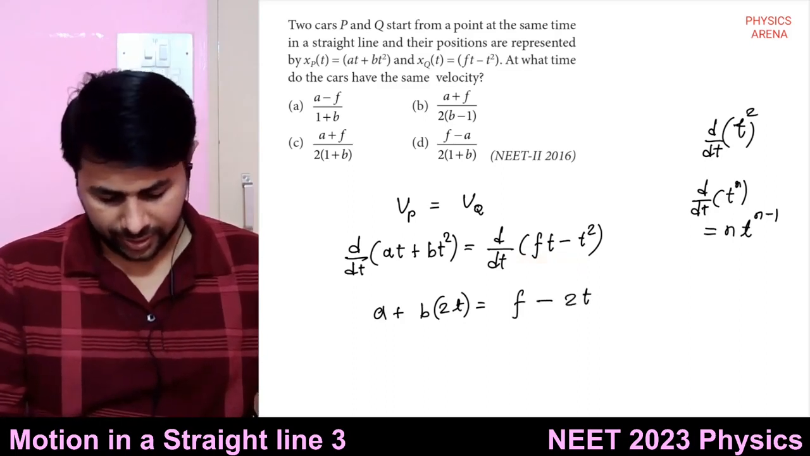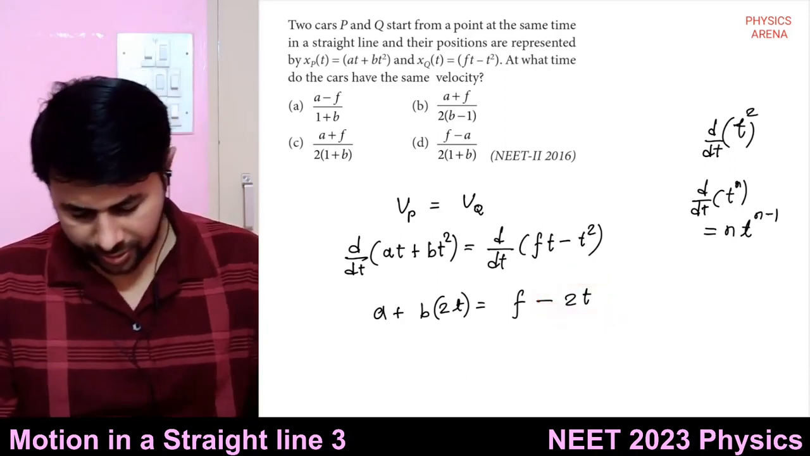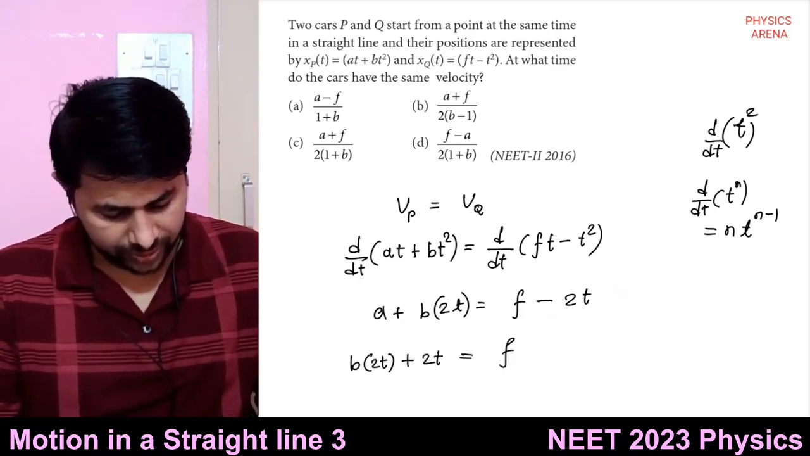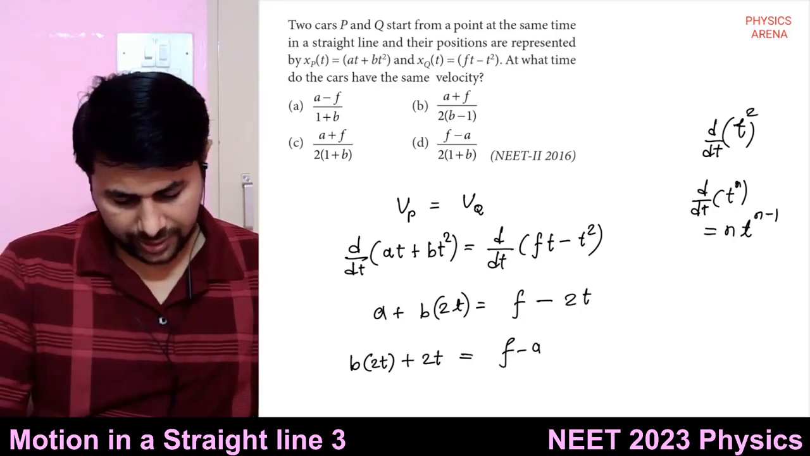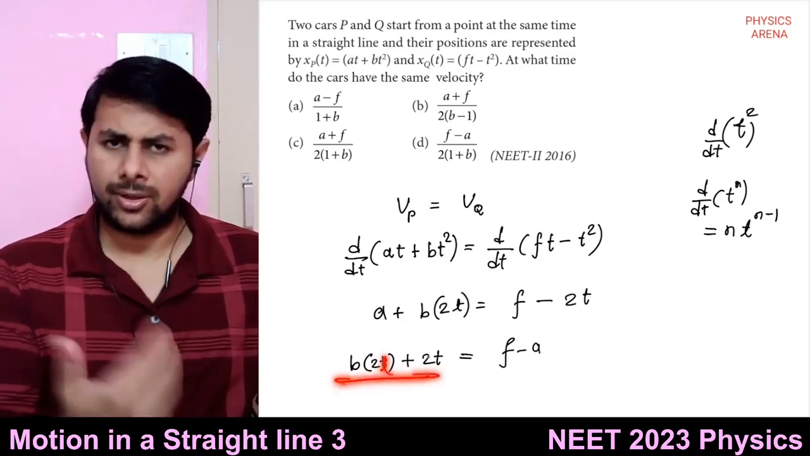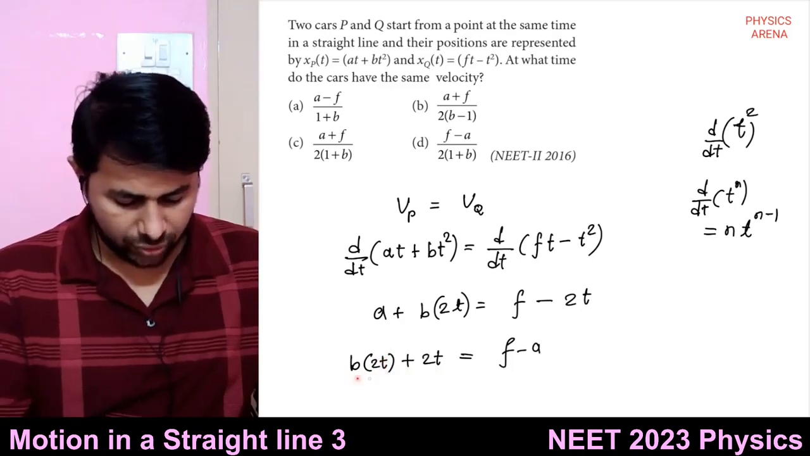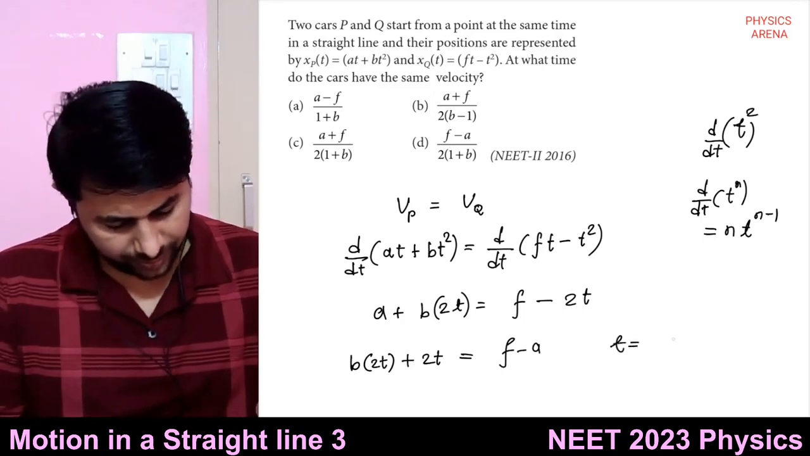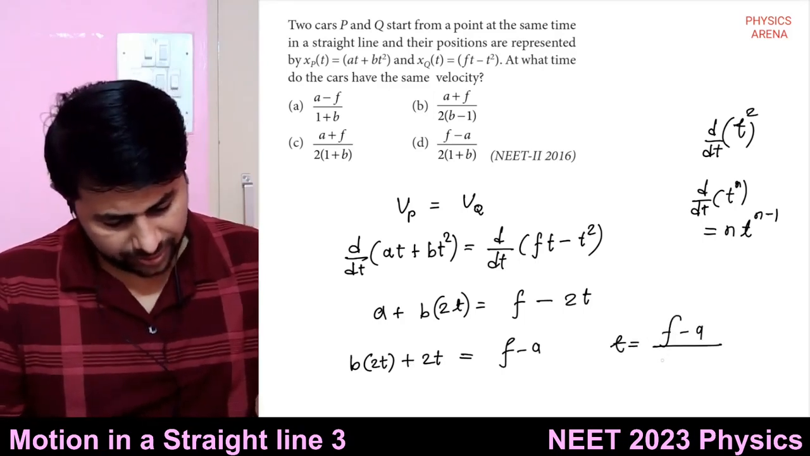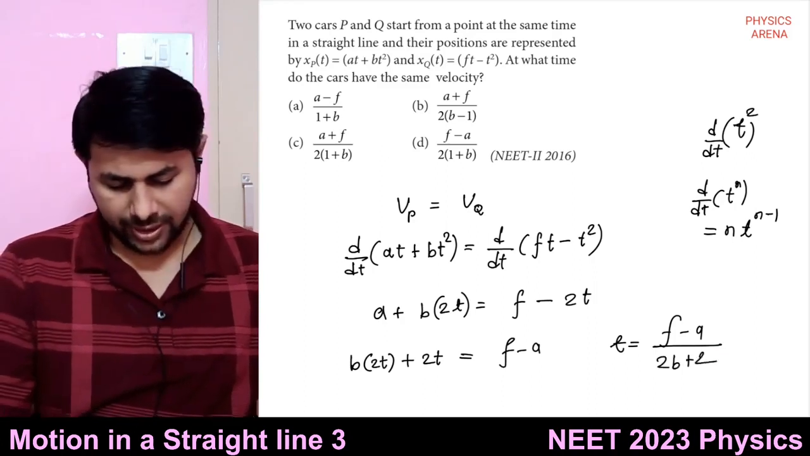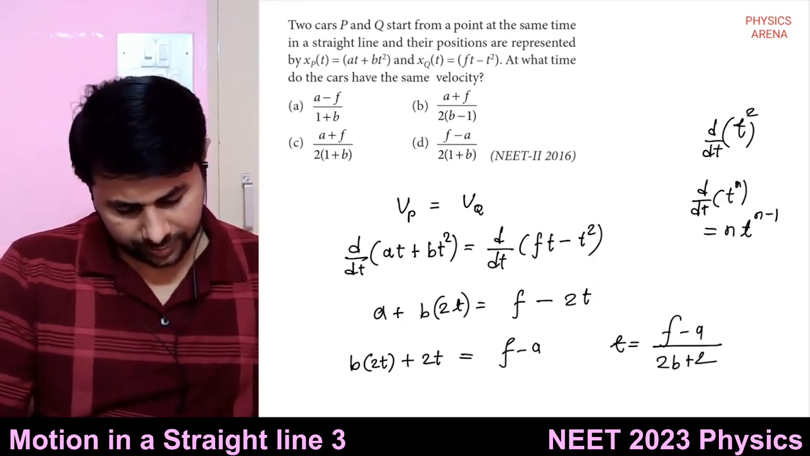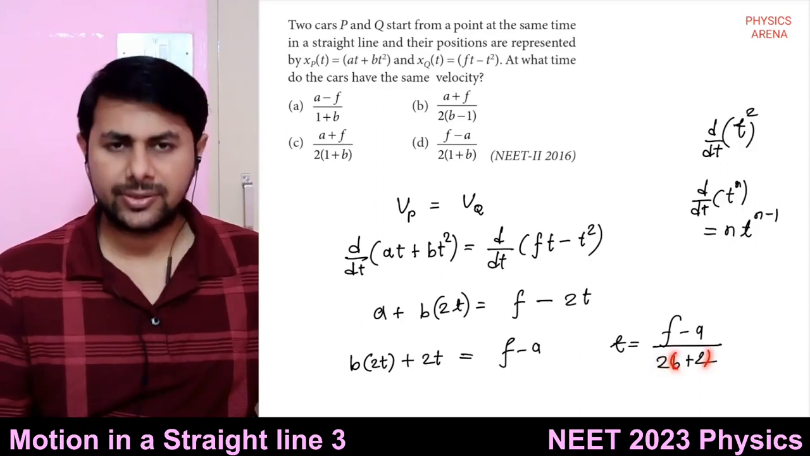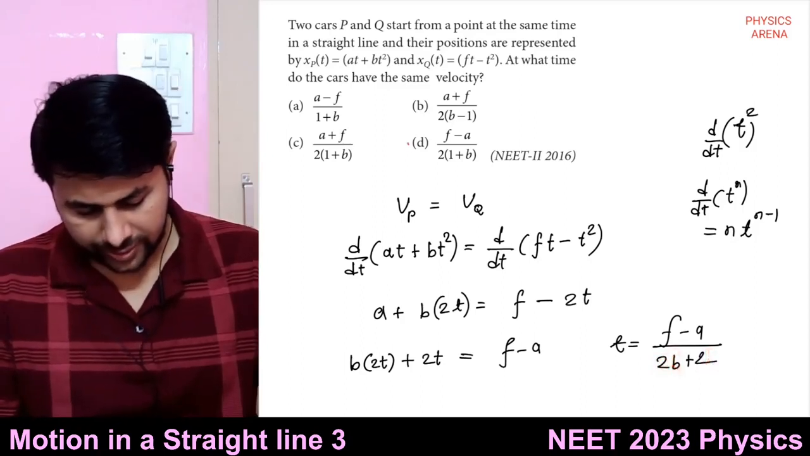Then you can take this 2t on the left hand side. So you get b times 2t plus 2t is equal to f minus a, and then you can take t common on the left hand side. So what's left? It is 2b plus 2, and take that on the right hand side. So t is equal to f minus a divided by 2b plus 2. This is the answer. So option D is the answer. If you take 2 common, it is b plus 1 or 1 plus b. So this is the answer.